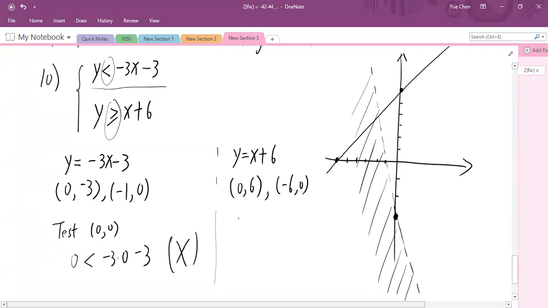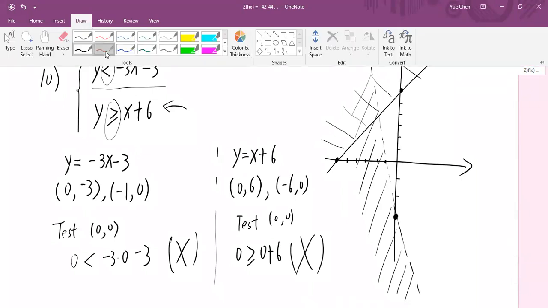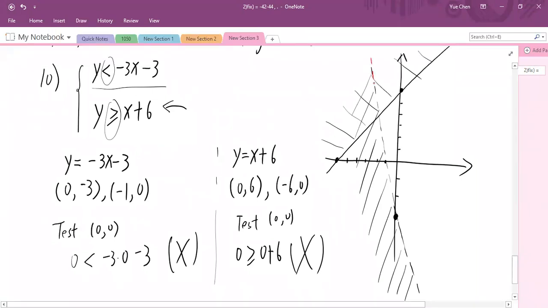But which part? We still test the 0, 0 point. Plug into here: 0 greater than or equal to 0 plus 6. This is not correct, so it should be above this line. Okay, so the common part, using another color, would be this one. This is a dashed line on this side and a solid line on this side, and between them, so choice A would be your answer.